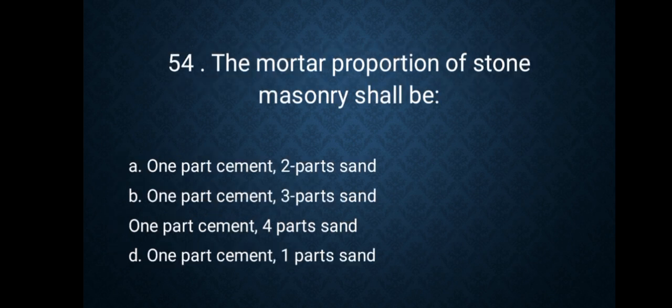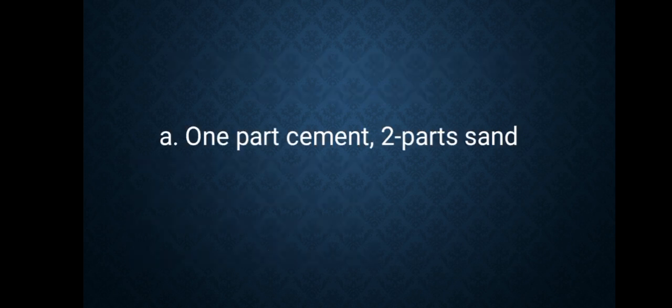The mortar proportion of stone masonry shall be A. 1 part cement, 2 parts sand. B. 1 part cement, 3 parts sand. And letter C, 1 part cement and 4 parts sand. And D. 1 part cement and 1 part sand. So, the answer of that is A. 1 part cement and 2 parts sand.